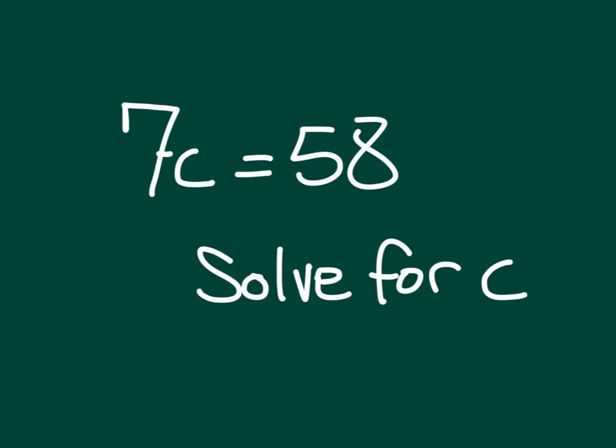The first question is 7c equals 58, and solve for c. We're going to use something called the division property of equality, where I'm dividing both sides by the same number. What I'll end up doing is dividing both sides by our coefficient. Our coefficient is this number here that is attached to our variable. So let's take a look at this.